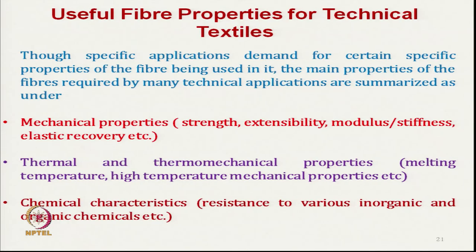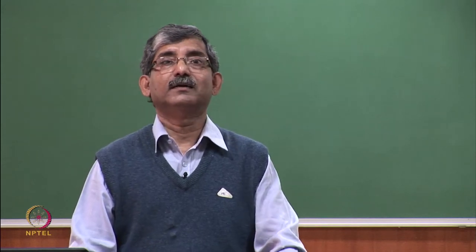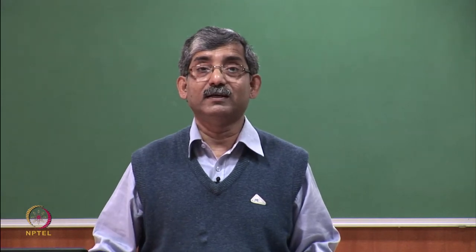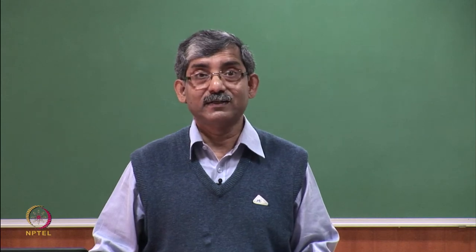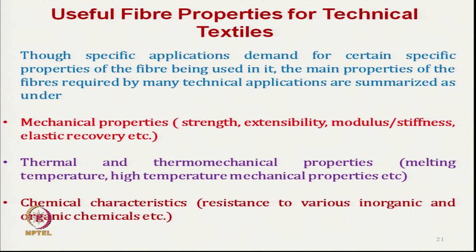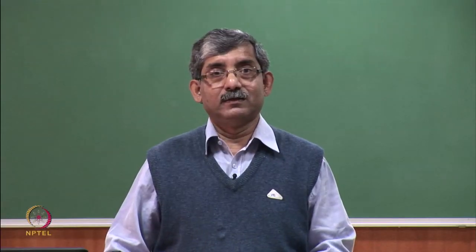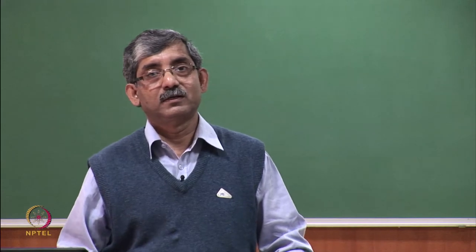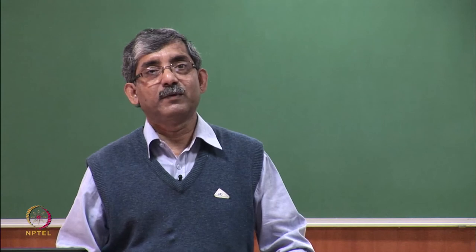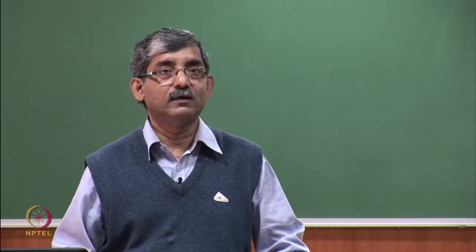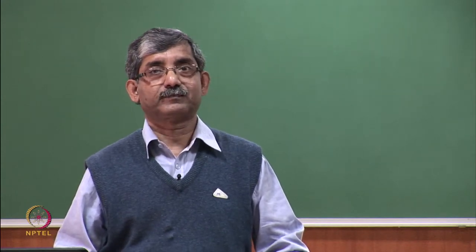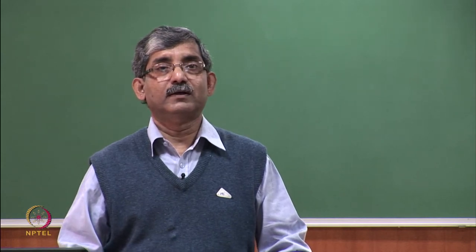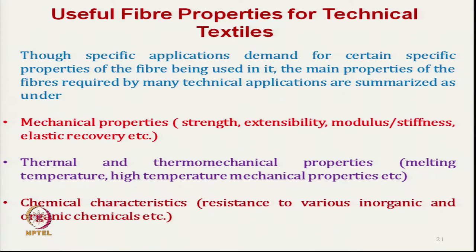Next are chemical characteristics, which are very important: whether the polymer is chemically reactive or chemically inert decides the areas of application. The resistance to various inorganic and organic chemicals is important, particularly for geotextiles. We must use fibers which are relatively chemically inert, like polypropylene, which we use for geotextile application, where the fiber does not degrade by chemical reaction.